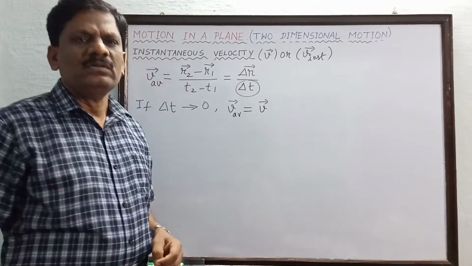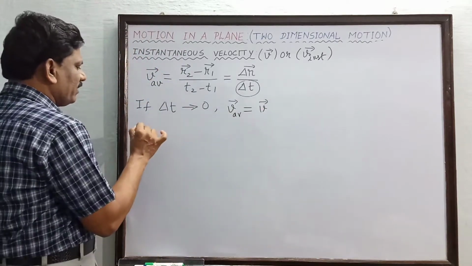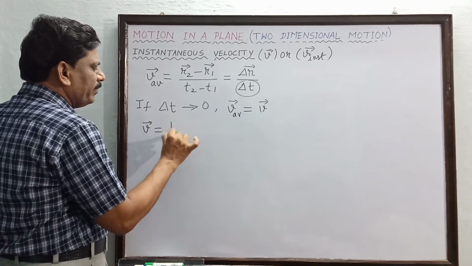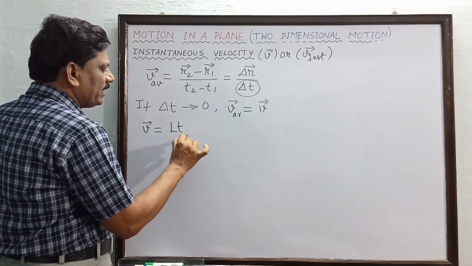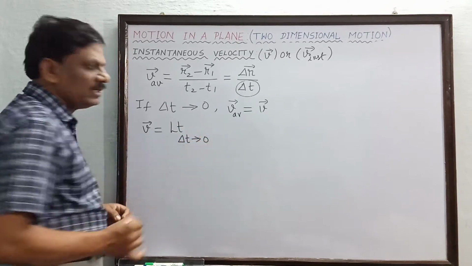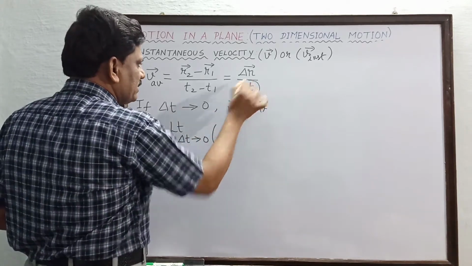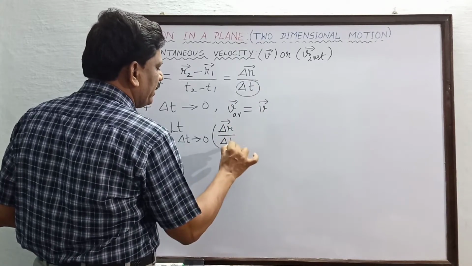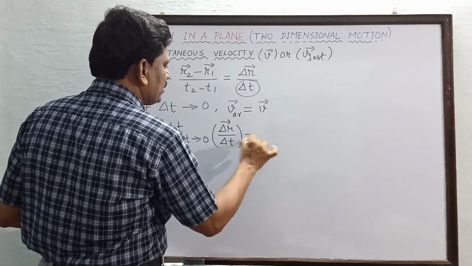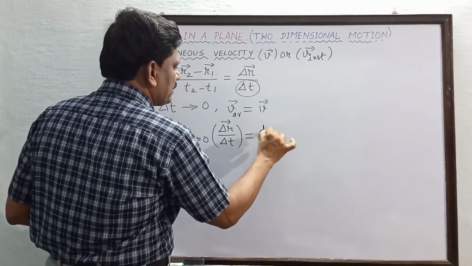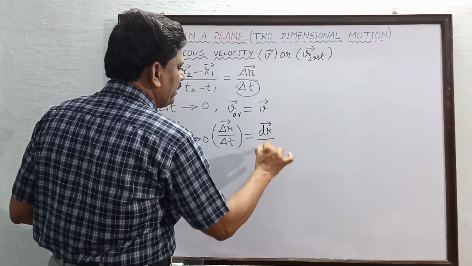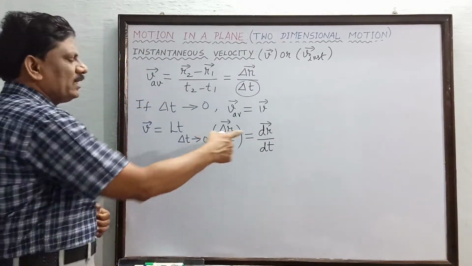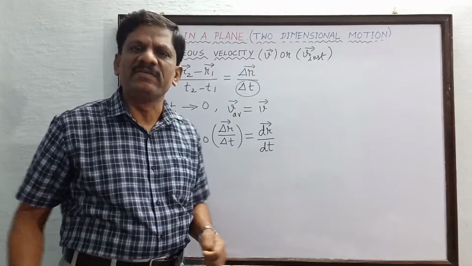So this instantaneous velocity is given by v is equal to limit delta t approaches zero of delta r divided by delta t, and this is shortly represented as dr by dt in vector form. That is the rate of change of the position vector.